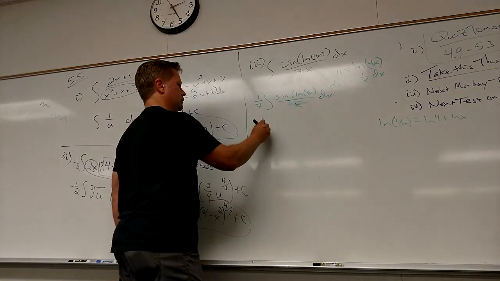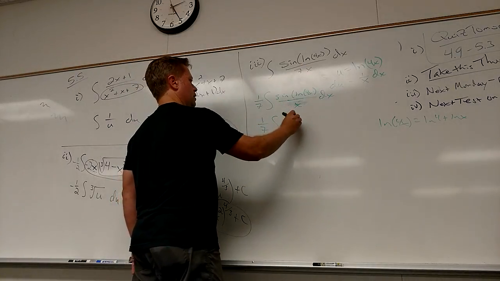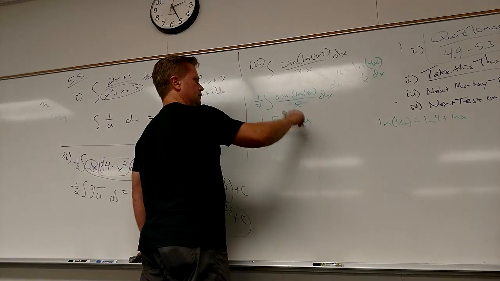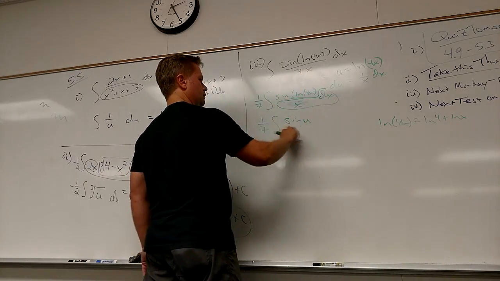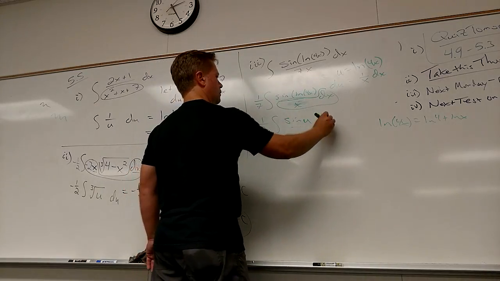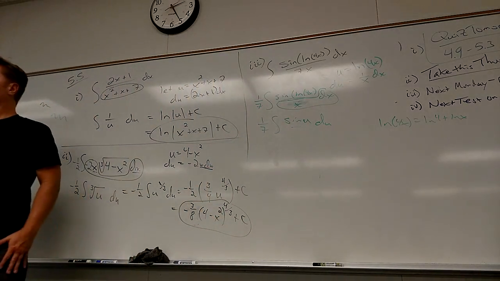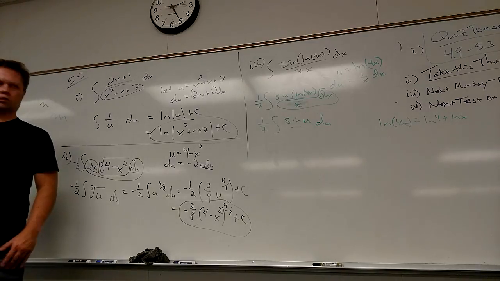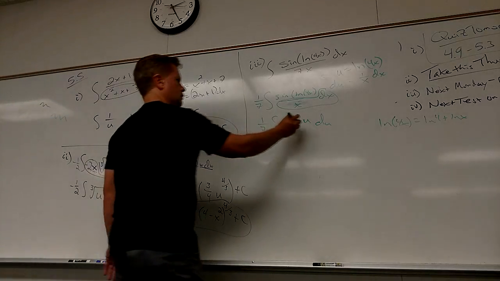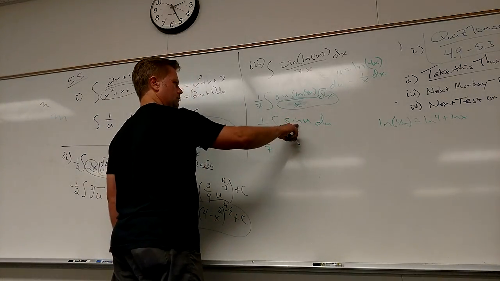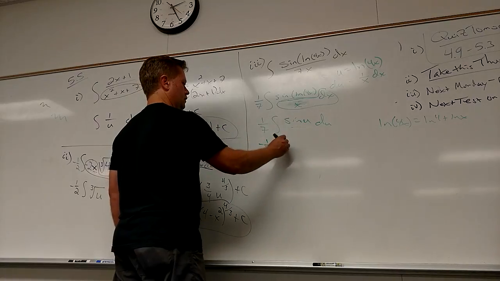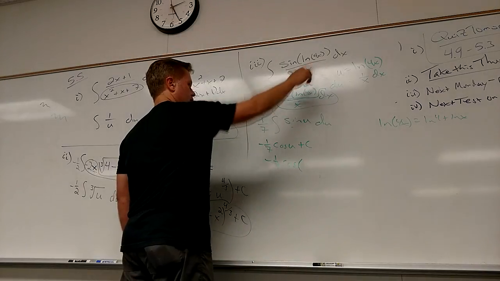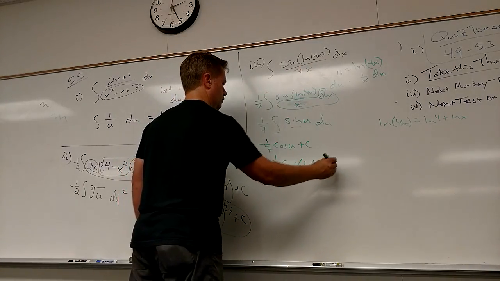So now I have 1/7 integral sine of u, 1 over x dx is du. So then I get 1/7. Good. Negative cosine u plus c. So that becomes negative 1/7 cosine of natural log of 4x plus c.